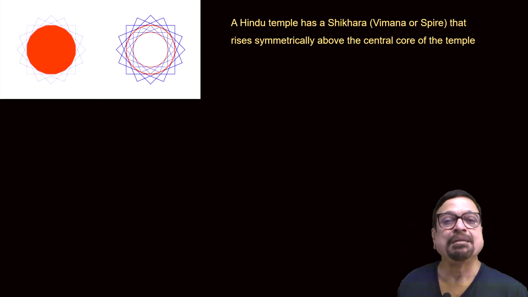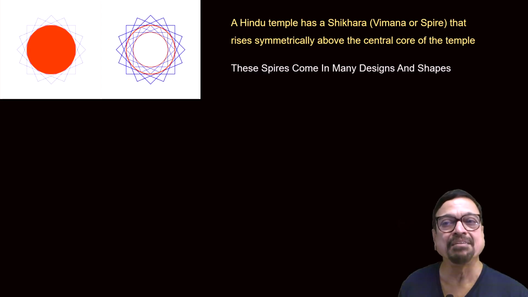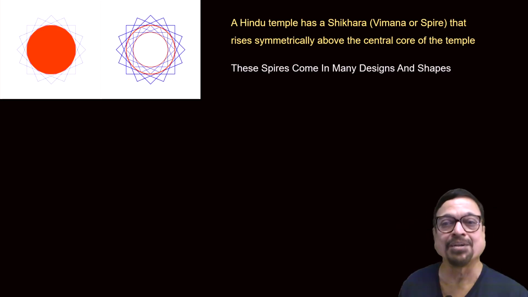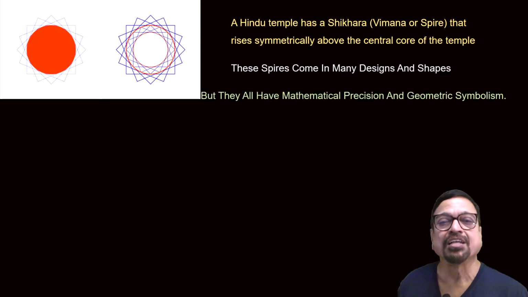Now depending on the Vimana type, we can make out which type the temple is. Here we have shown you how a circle becomes multiple angled, and if you see this temple from outside, when you go to the exterior, you will appreciate all these things, how they have designed it. Now this sphere comes in many designs and shapes. The more temples you see, the more you start appreciating this engineering, but they all have mathematical precision and geometrical symbolism.